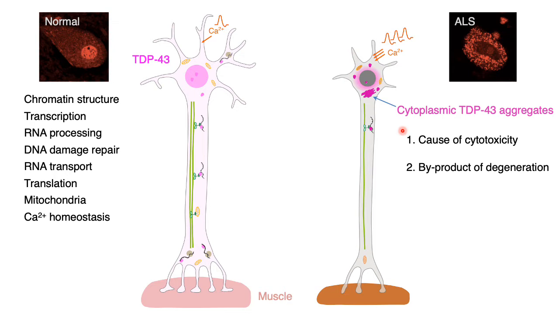But what we currently don't understand is whether the cytoplasmic aggregates themselves are the cause of cytotoxicity and degeneration, or cytoplasmic aggregates are just byproduct of neurodegeneration, and TDP-43 toxicity stems from some other facets of TDP-43 abnormality. Addressing this question is important not only in understanding disease mechanisms, but also in determining whether we should consider the cytoplasmic aggregates as a therapeutic target.